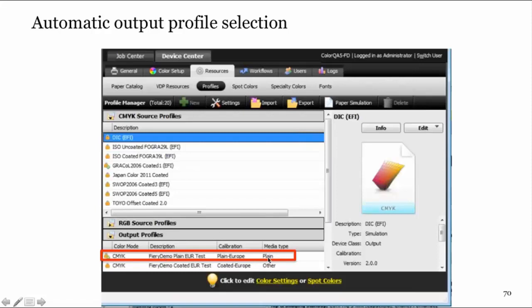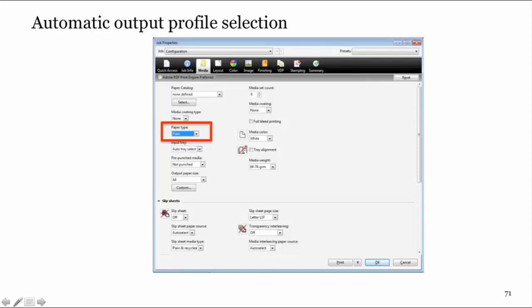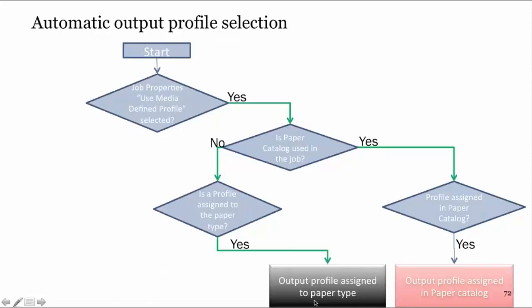So if in Job Properties, when I configure to print the job on the Media tab, I choose the plain paper type, since I'm not using a paper catalog entry, in this case, the profile will be selected based on the media assignment. So we'll get the output profile assigned to the paper type. Notice that if I use the paper catalog and I haven't done any associations in the paper catalog, this is also how the profile selection is made. Okay? Before we go on, you're seeing the two very best practices for automated profile selection.